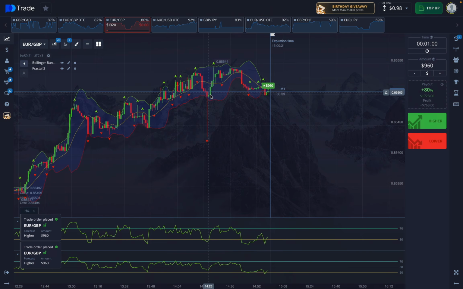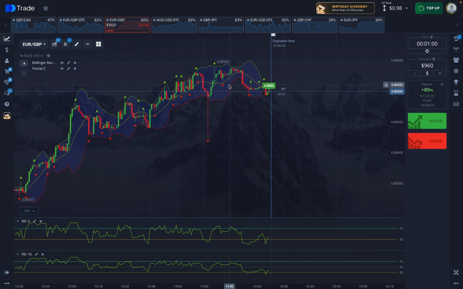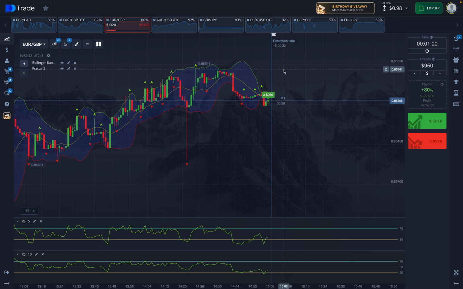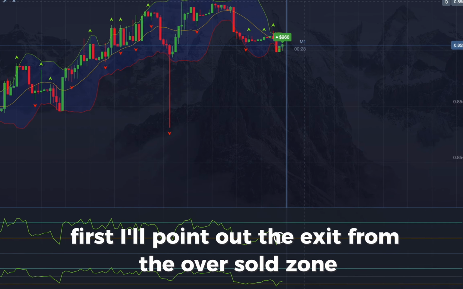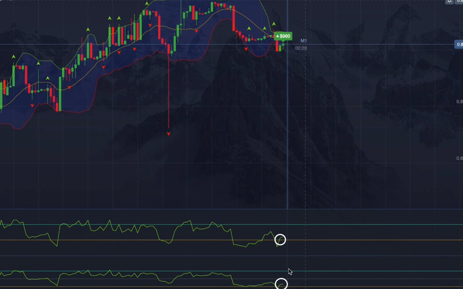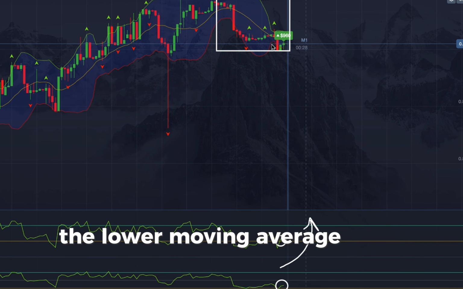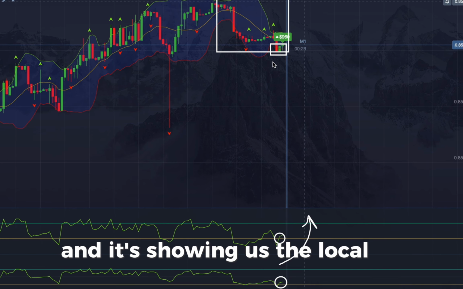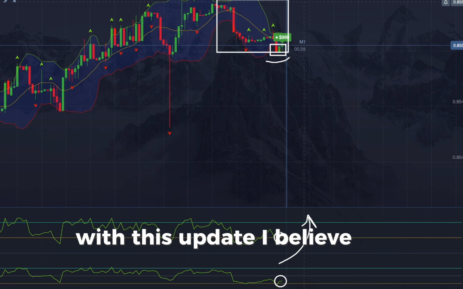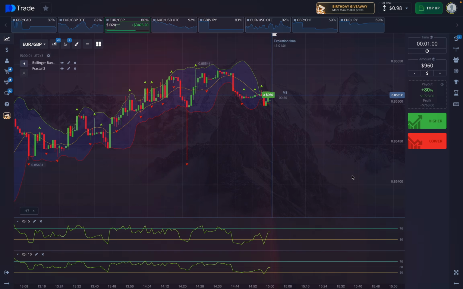Here, I'm opening 2 buy trades again. The movement on this currency pair, just like the previous one, is quite stable with an upward trend, and the entry is in the direction of the trend. Let's highlight the working area. First, I'll point out the exit from the oversold zone on both oscillators. Also, we previously had a pullback, and the movement touched the lower moving average of the channel indicator. The fractal should update, and it's showing us the local low. With this update, I believe the price will continue moving upward with the trend. Let's see how these two trades perform.